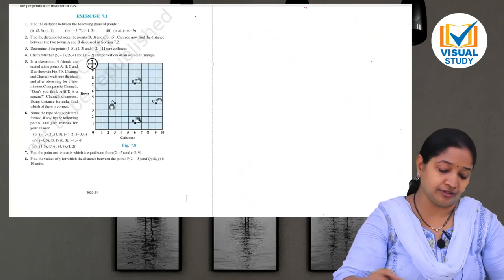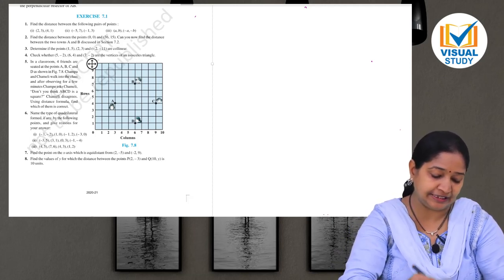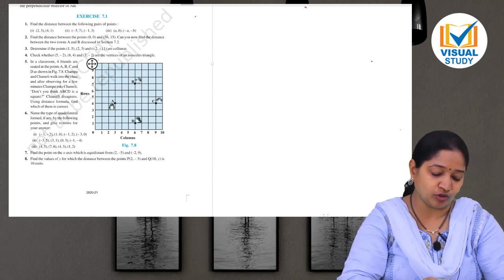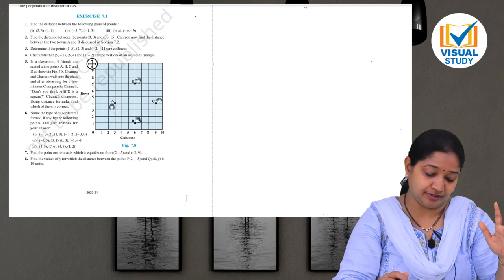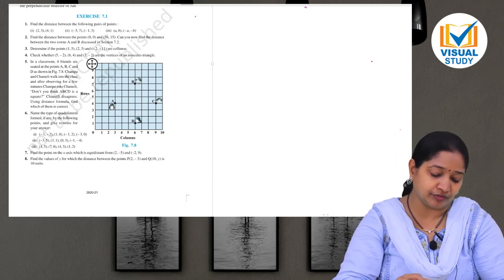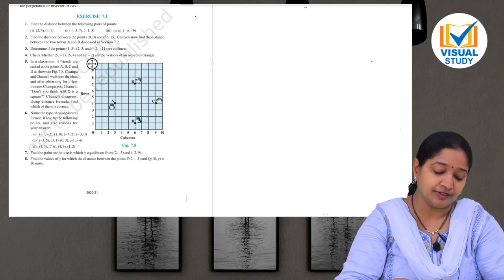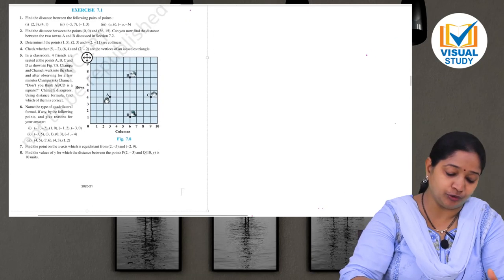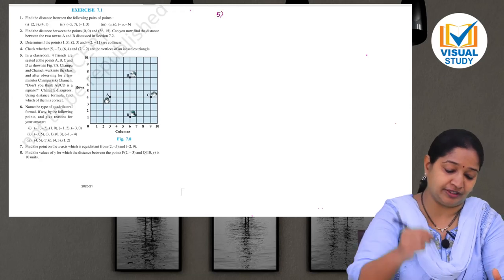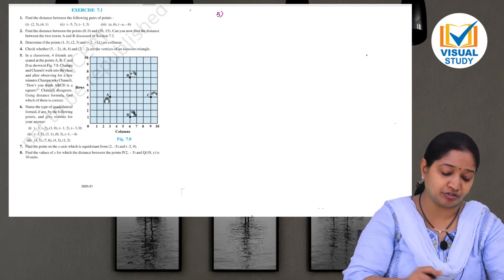So, what is our fifth one? In a classroom, four friends are seated at points A, B, C, D. Champa and Chameli walk into the class and after observing for a few minutes, Champa asks Chameli, don't you think ABCD is a square? Chameli disagrees. So, using the distance formula, we have to tell who is correct, Champa or Chameli. The fifth question: we have to tell whether ABCD is a square.